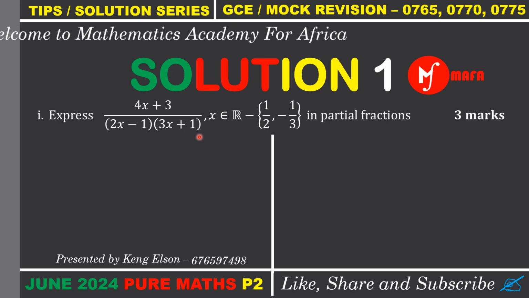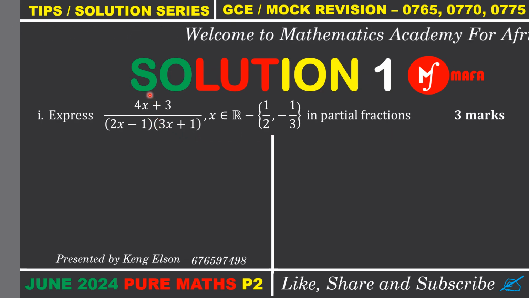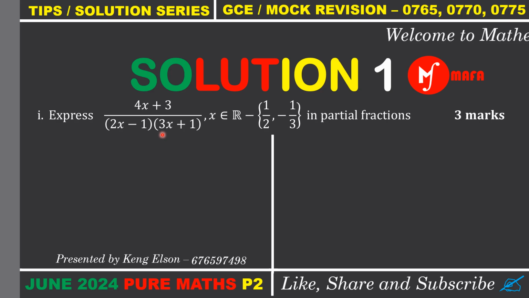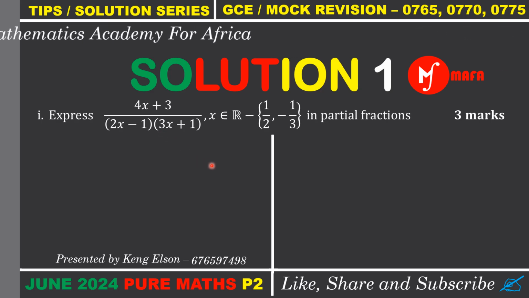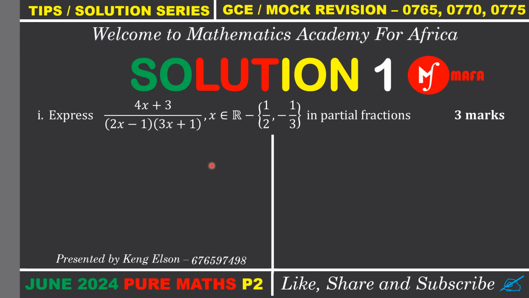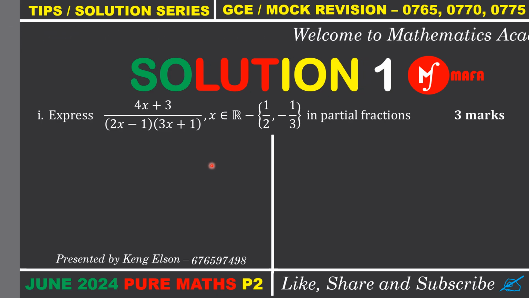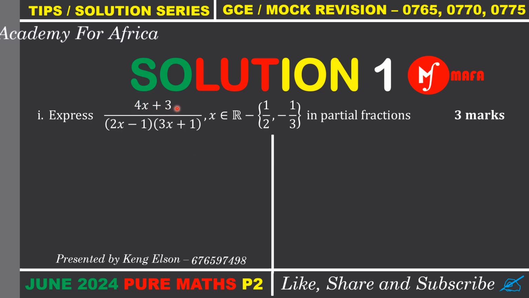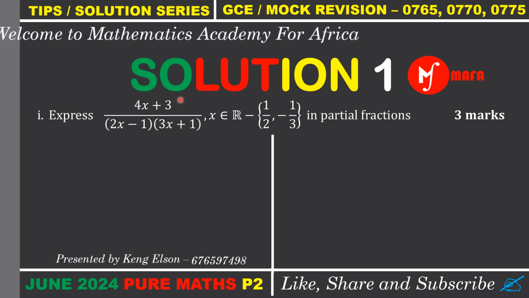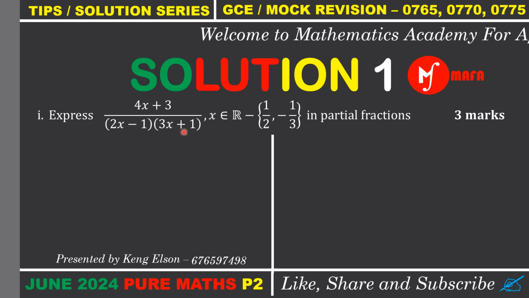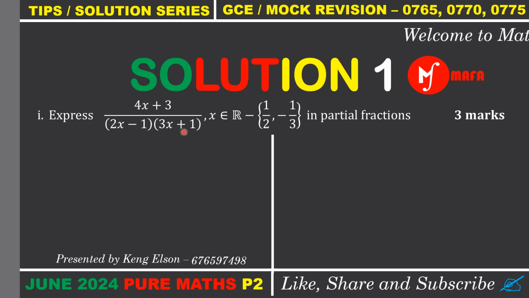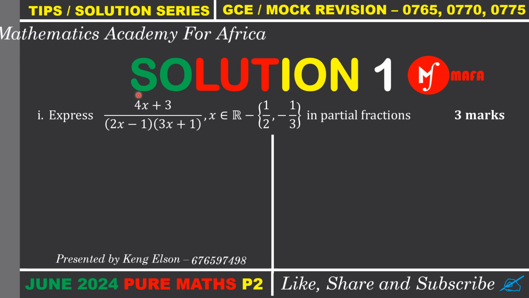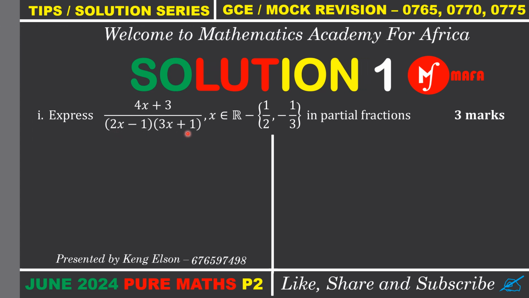Now, when we want to resolve or express a rational function in partial fractions, all we have to do is first identify the type of fraction. There are two types of fractions. We have a proper fraction and we have an improper fraction. For a proper fraction, the degree of the polynomial in the numerator is always less than the degree of the polynomial in the denominator. For an improper fraction, the degree of the polynomial in the numerator is greater than or equal to the degree of the polynomial in the denominator.